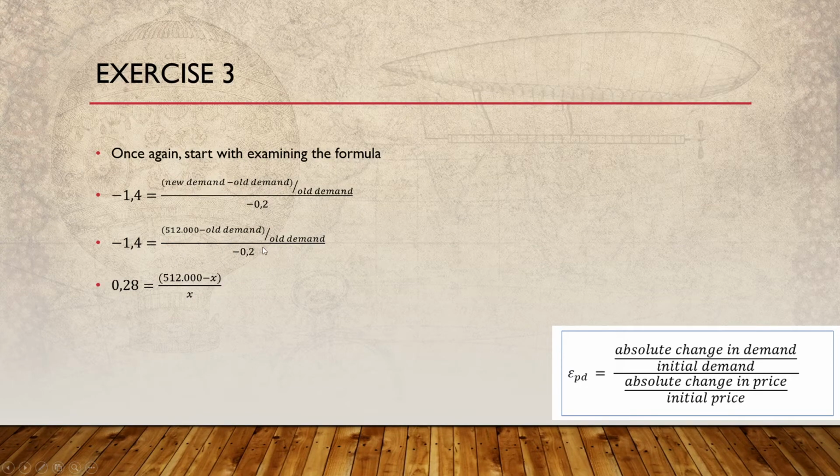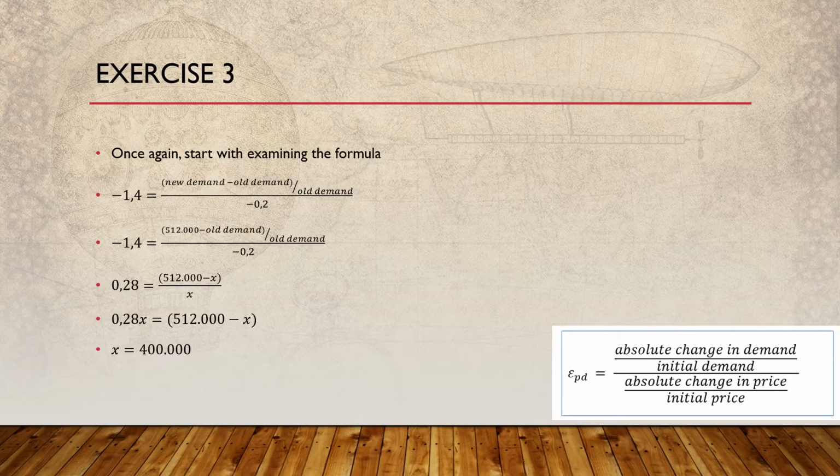This thing over here, the minus 0.2, I already brought it to the other side of my equation. So I multiplied minus 1.4 with minus 0.2, which gave me 0.28. Once again, I have to put this x over here, and I get this thing. And with some simple mathematical calculations, I will arrive at my answer. X equals 400,000 units.